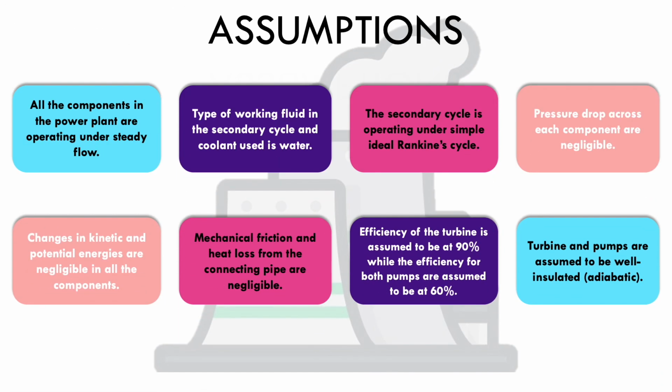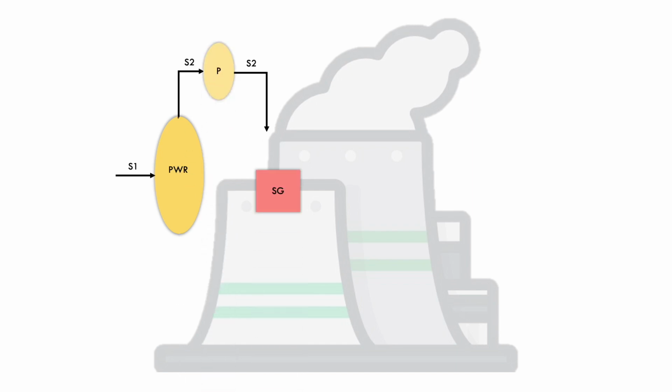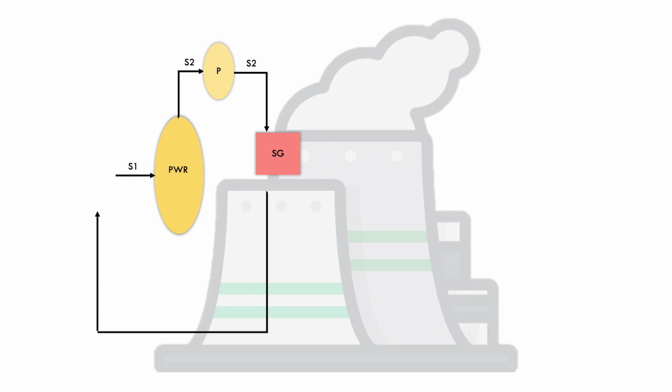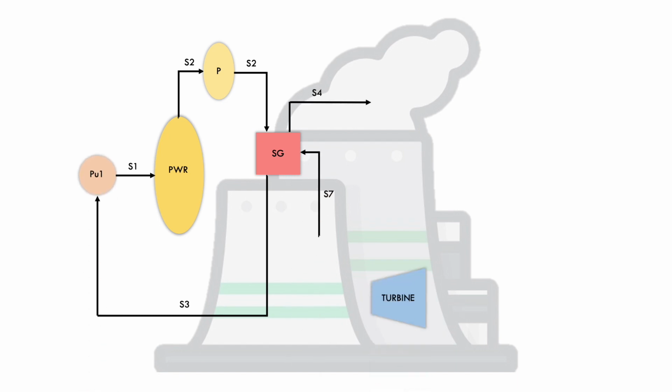These are all the assumptions that we have made in order to solve the problem given, and this is our proposed schematic diagram. S1 enters the PWR and exits as S2, passes through a pressurizer and enters the steam generator. From here, we will have two outlet streams. S3 will be pumped back into the PWR while S4 will be used to rotate the turbine.